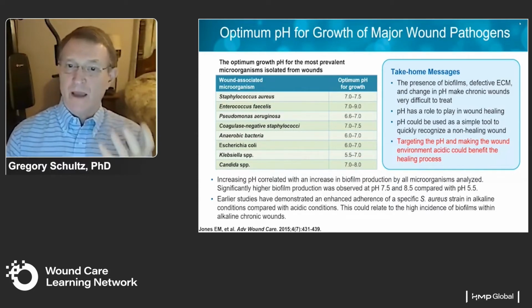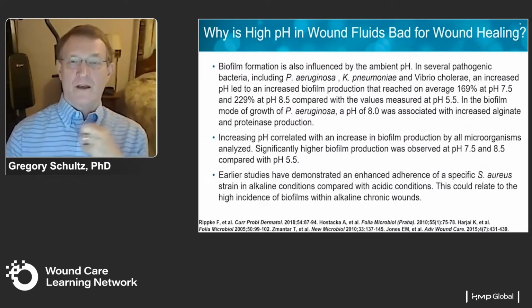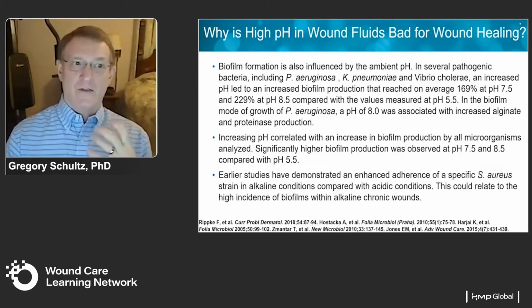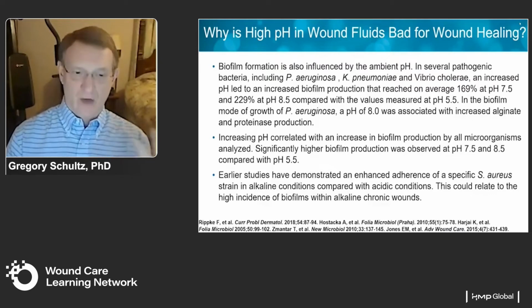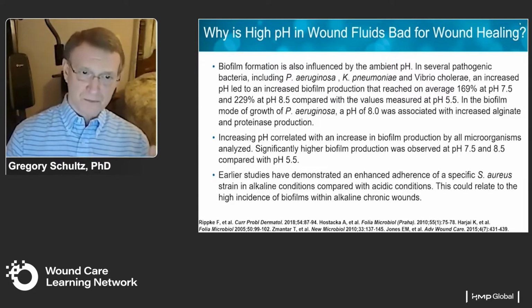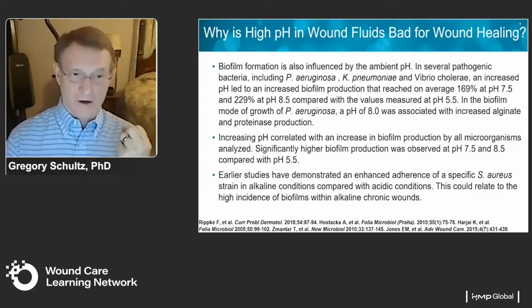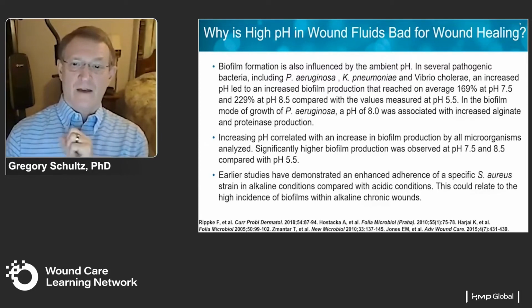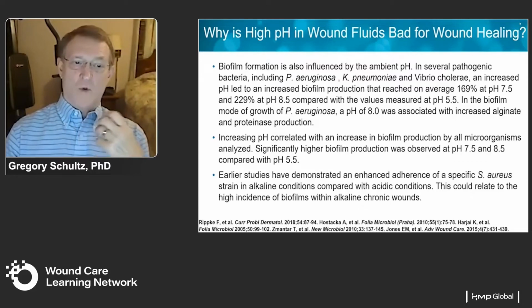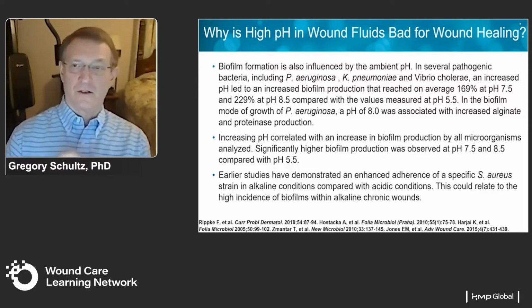It turns out that targeting pH and making the wound environment more acidic could actually benefit the wound healing process. So the biofilm is also a very important component, and it turns out that biofilm prefers, for example, for Pseudomonas aeruginosa to have a higher pH, and that the increase of the biofilm mass actually tends to increase at higher pHs. Increasing the pH will also have an effect on other microorganisms and allow them, as I showed on the previous slide, even for the planktonic bacteria to have a better growth phase. And it turns out that in lab studies, if there is a more alkaline pH, this actually helps some bacteria like Staph aureus to attach better, which again correlates with the incidence of biofilms at more basic or alkaline pH in chronic wounds.